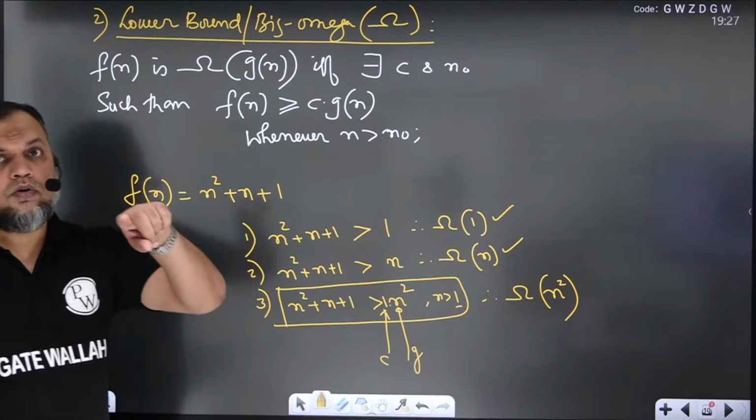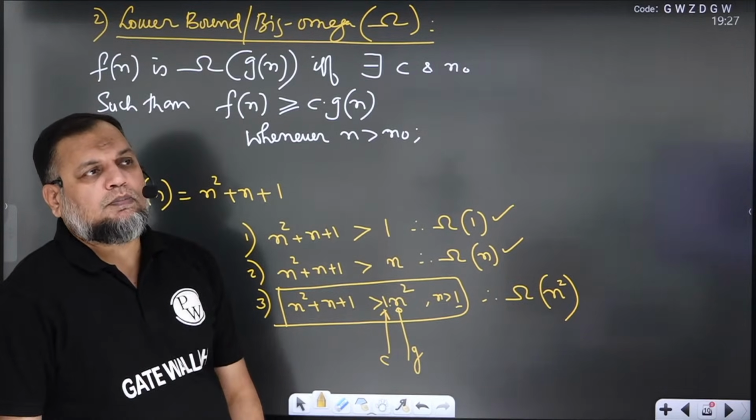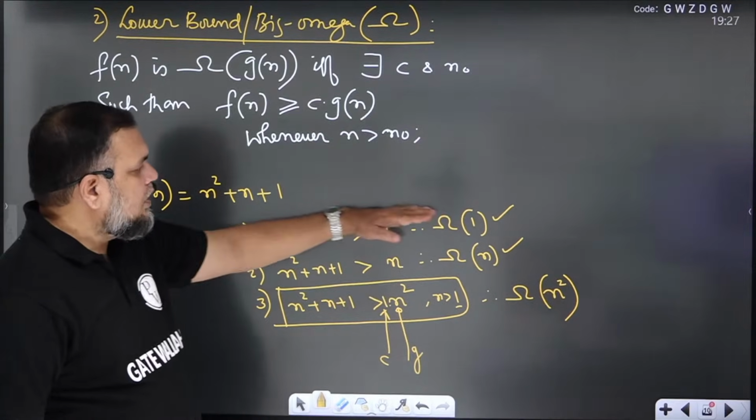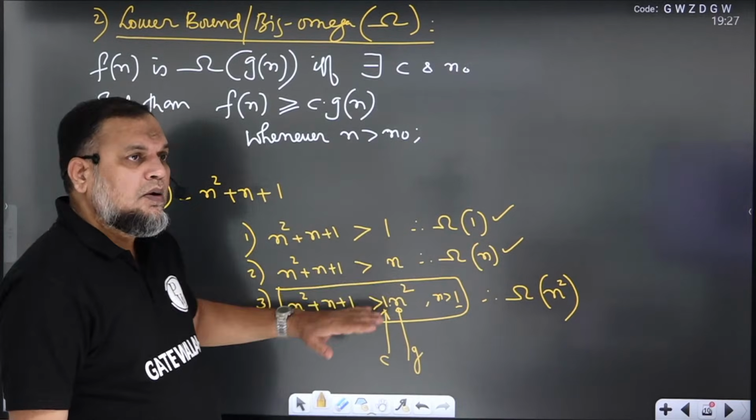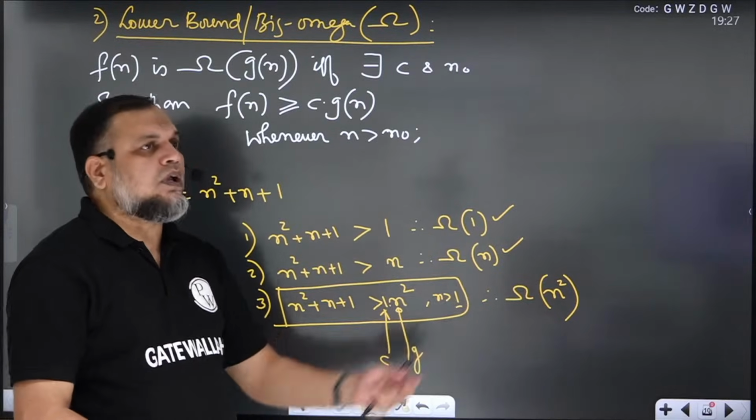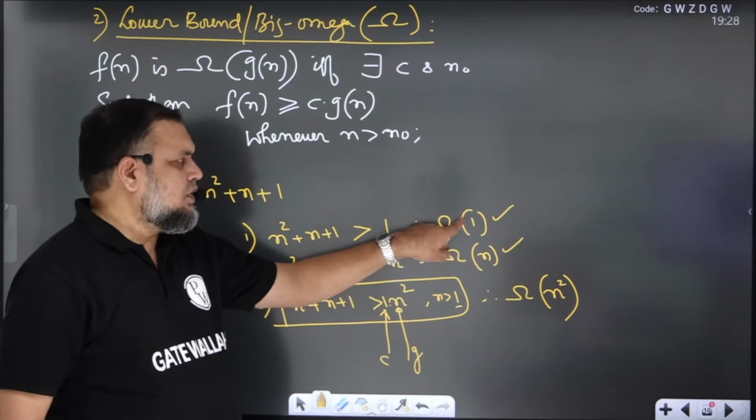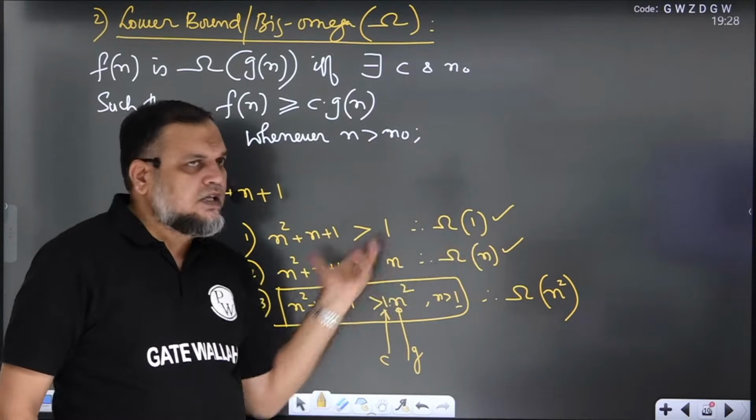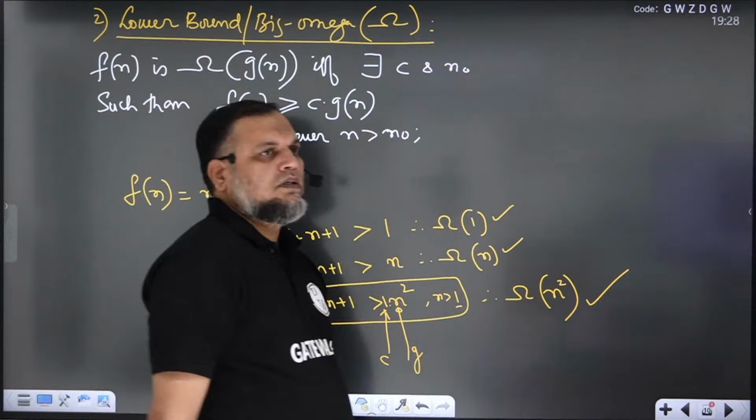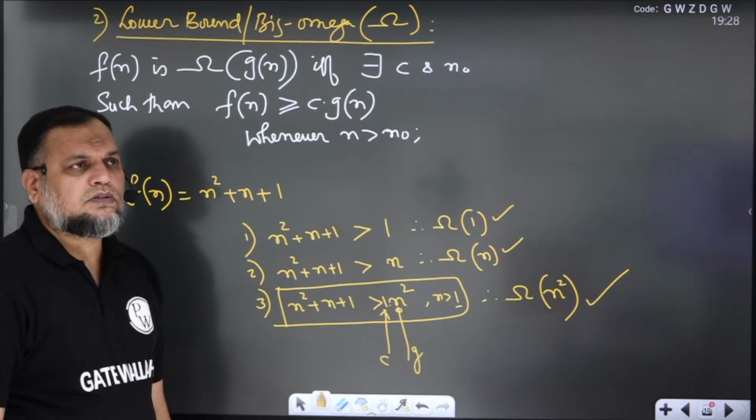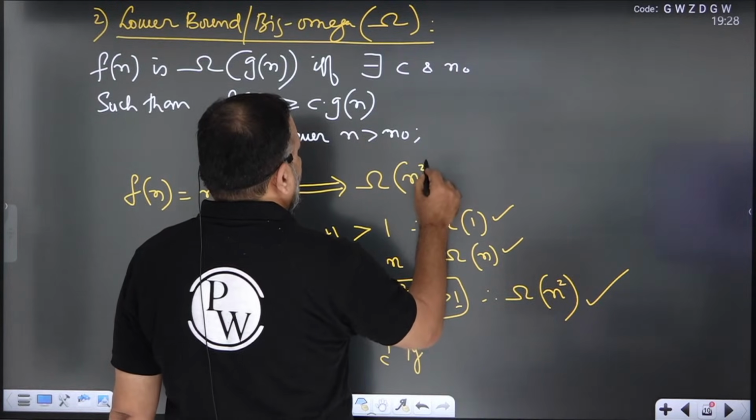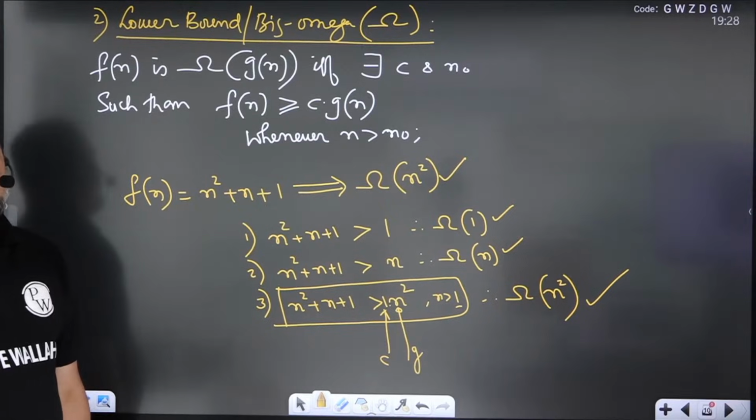Constants are different, and in the notation representation we don't write the constants. I keep saying this again and again. So it is omega of n square. Mathematically this function is omega of 1, omega of n, and also omega of n square. But when we talk about time complexity, which is asymptotically closer to the given function? Is it 1, or n, or n square? Closer is n square. So from an algorithmic perspective, the omega of this is omega of n square.